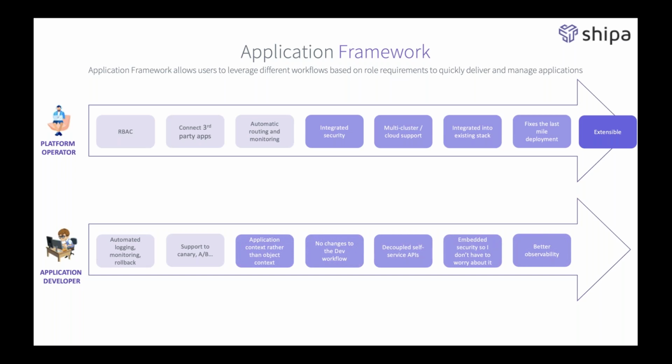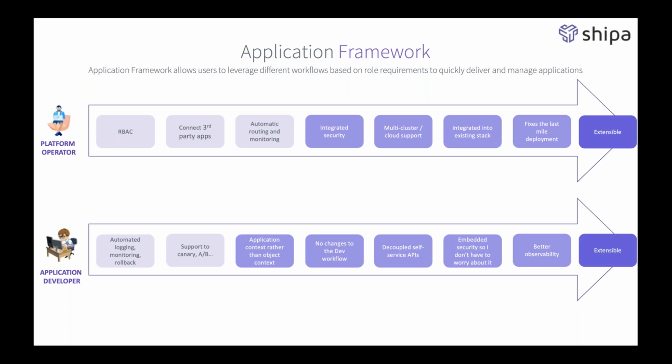They need to have an application framework that doesn't change their workflow. So they need to keep using the same CI/CD pipelines or the same Git repo and so forth. And even though security has to be there, it has to be automated in a way that developers don't need to worry about it. And they need to have better observability at the app level, not at the object level. And it also needs to be extensible.